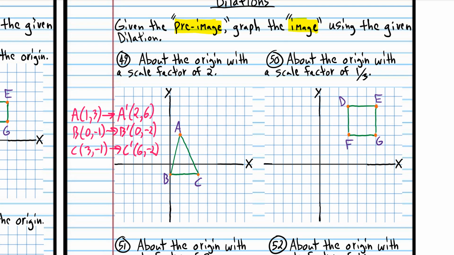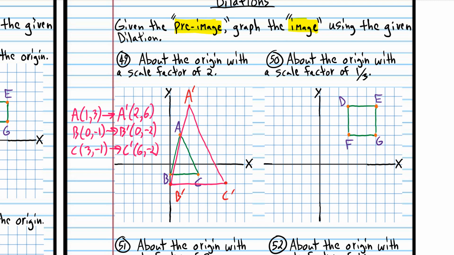So 2, 6, 1, 2, 1, 2, 3, 4, 5, 6. That is A prime. And then B prime, 0, -2, so that would be here, pretty close to B. And then C prime is 6, -2, 1, 2, 3, 4, 5, 6. Then we have C prime, so connect the dots, and there we go. So as you can see, this is an enlargement.